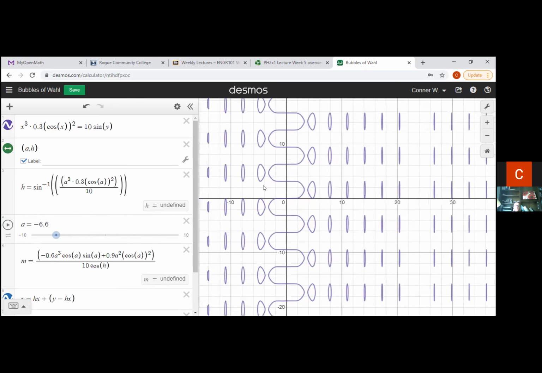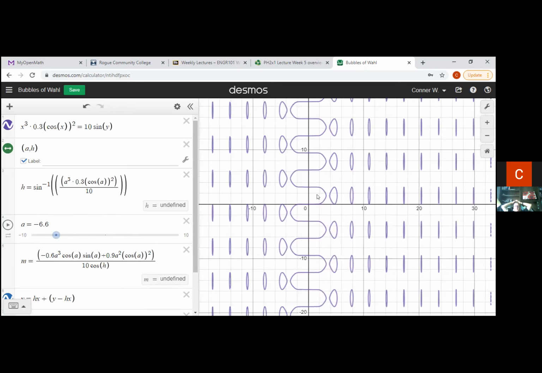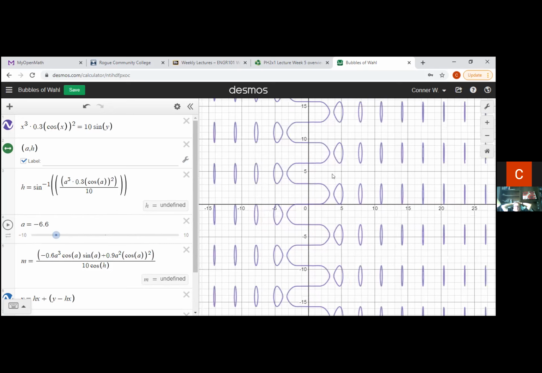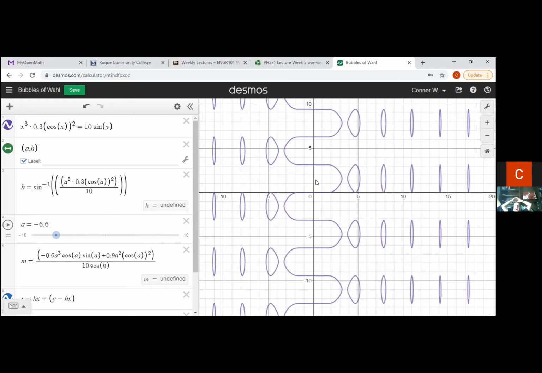Isn't that weird that one equation could describe something so cool? I kind of fell in love with it. I knew that it was a little over my head, but I wanted to make it work. I even gave it a little name up here, Bubbles of Wall. Had to happen. I love it.